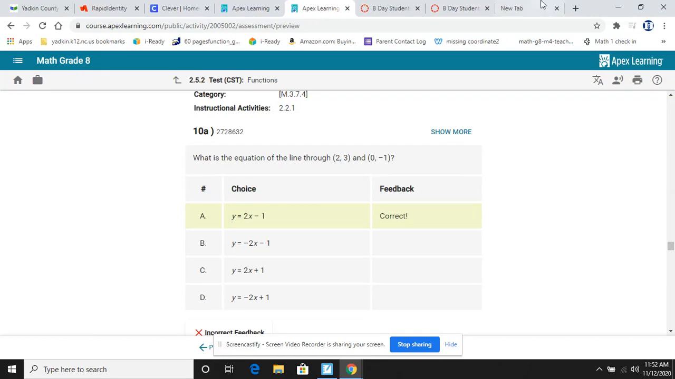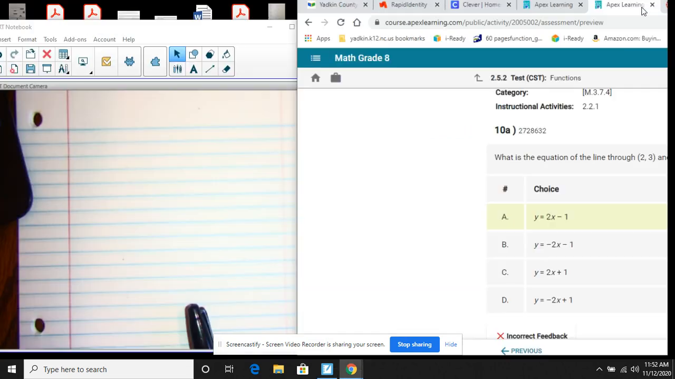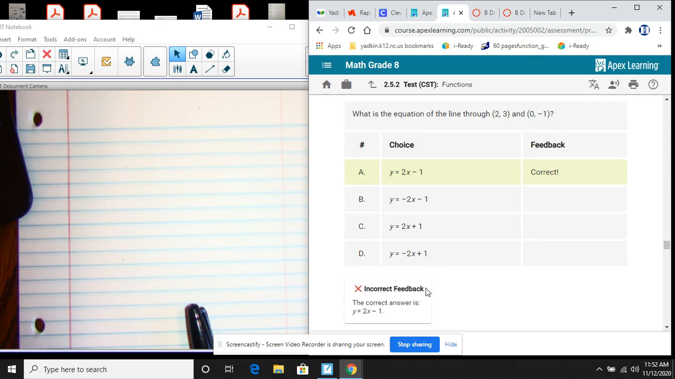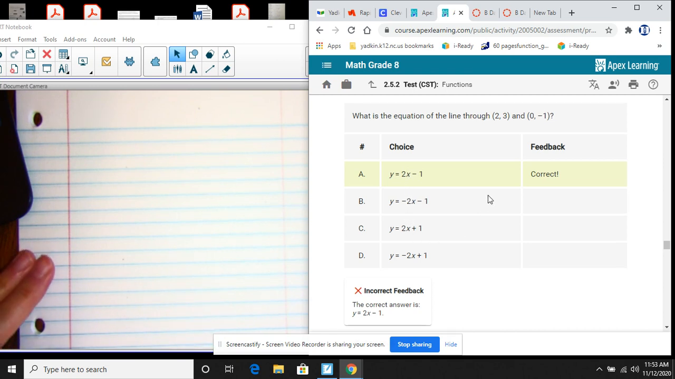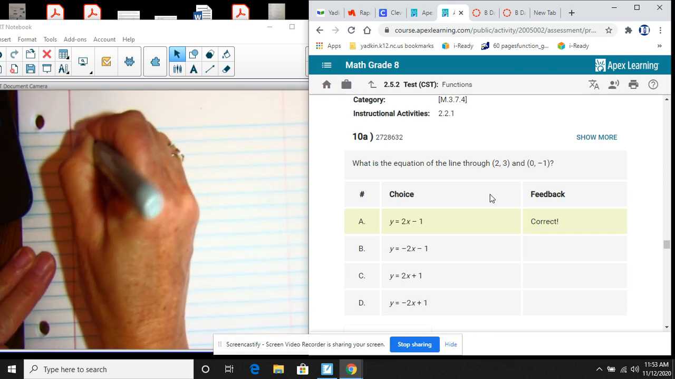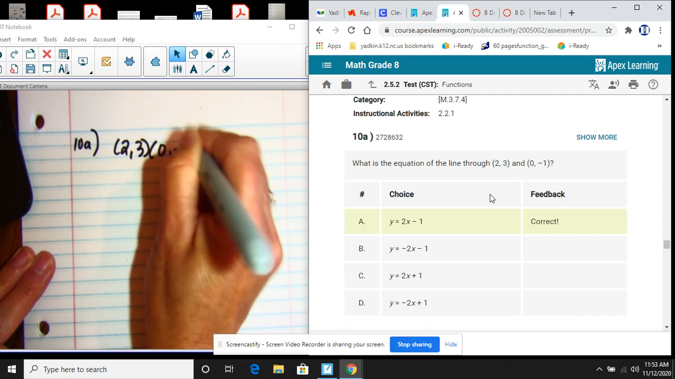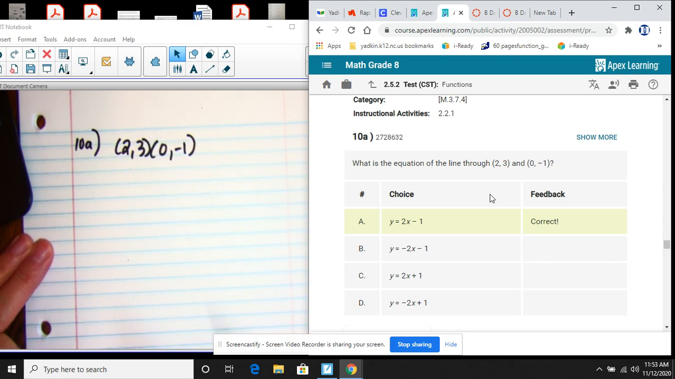Okay, let's start with number 10 on this video, and I'm going to split the screen here so we can see both. It says, what is the equation of the line through (2, 3) and (0, -1)? Well, we can see that we need to find the slope, because if you look at your answer choices, the answer choices show that the slope is either going to be 2 or -2. So that's where we would go over here and write these points down, (2, 3) and (0, -1), and put this in the slope formula.